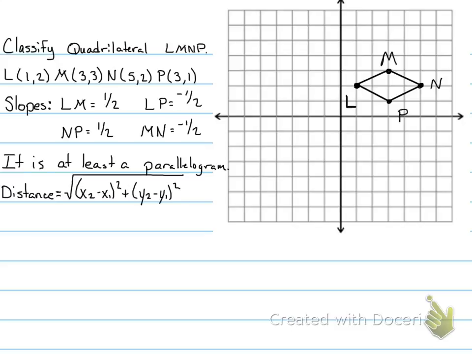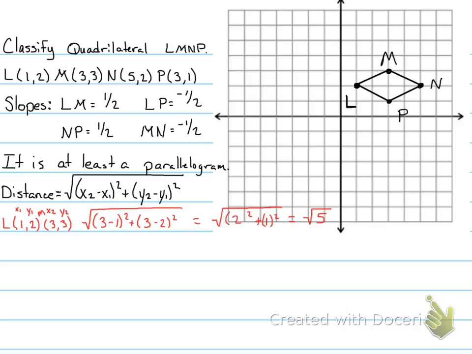To do that, we have to use the distance formula. So we're going to find the distance between L and M first. Make sure that you always label your coordinates x1, y1 and x2, y2, as I've done there. Plug in everything accordingly into our distance formula. So it's going to be the square root of parentheses open, x2 minus x1, so that'd be 3 minus 1, squared, plus parentheses open, my y2 minus my y1, which is 3 minus 2, squared. We're going to simplify everything that we can, and we end up getting that side length is square root of 5.